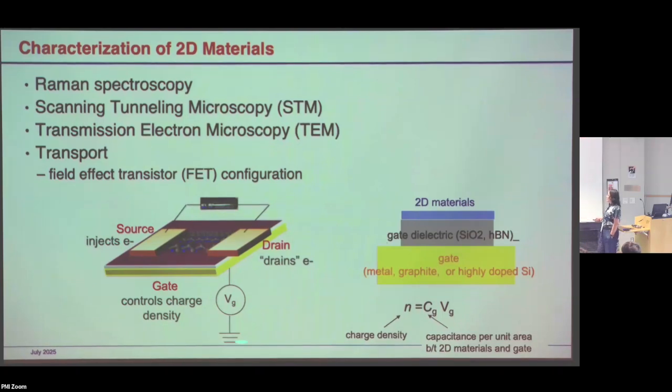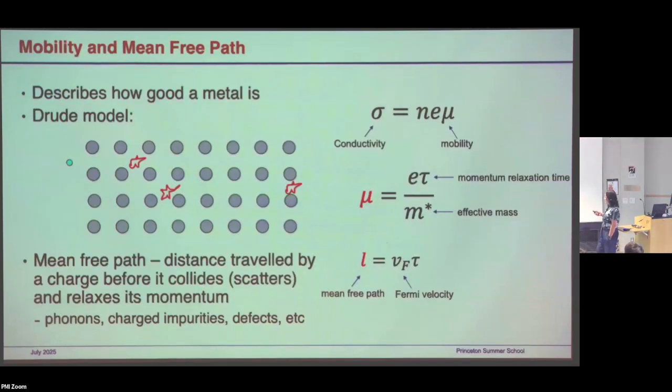For 2D materials, the gate is simply a metal separated from your 2D material by a dielectric, which can be silicon oxide, can be hBN, can be some other oxides. And then this material and the gate form a parallel plate capacitor. And so now by just changing the gate voltage, you can change the charge density.